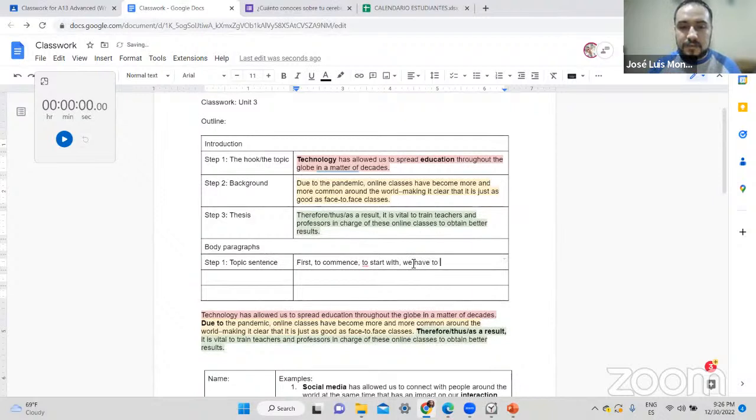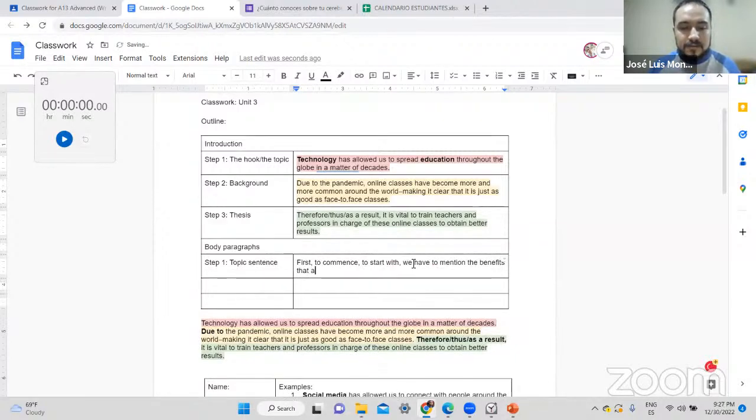we have to, you can mention directly as I'm going to do here. We have to mention directly the benefits that a trained professor can bring to an online class. I'm going to say that as simple as that. Now I can say benefits without developing more, because actually my paragraph is going to be about those benefits. All right, that's one idea.